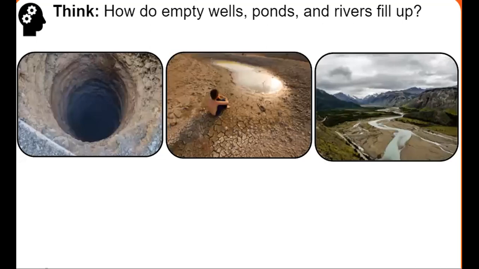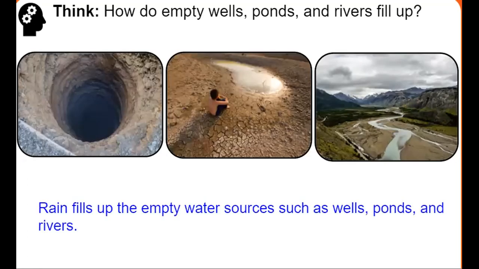Look at here. How do empty wells, ponds and rivers fill up? Think and answer. You have 20 seconds of time. Now your time is up. Look at here. Rain fills up the empty water sources such as wells, ponds and rivers. These wells, ponds and rivers are filled up by the rains.